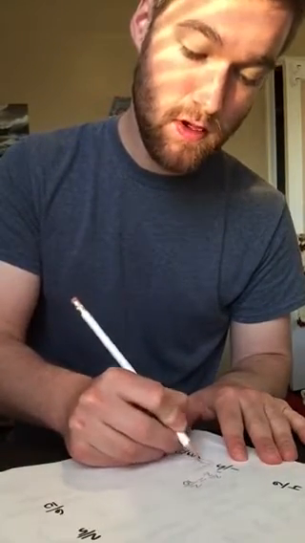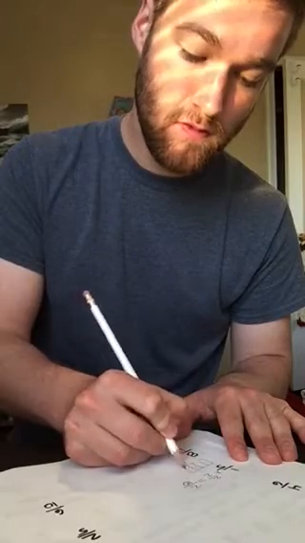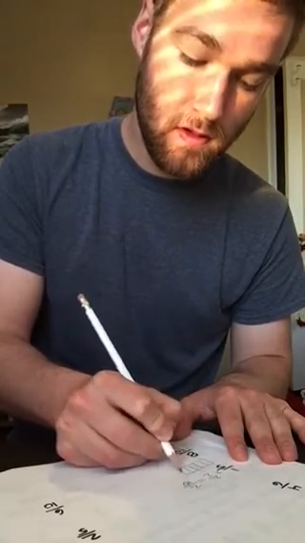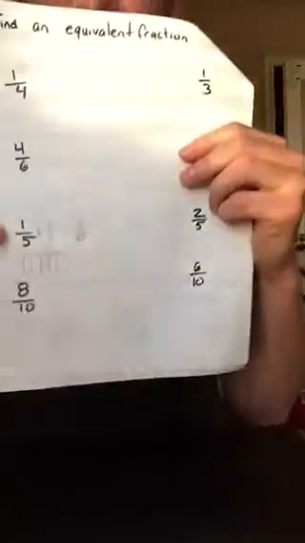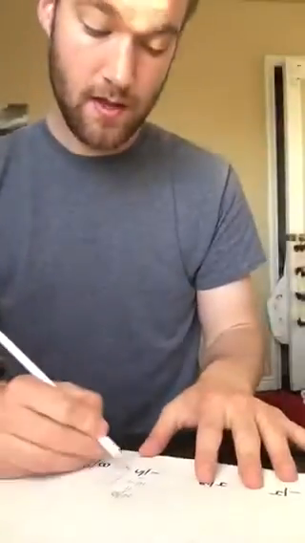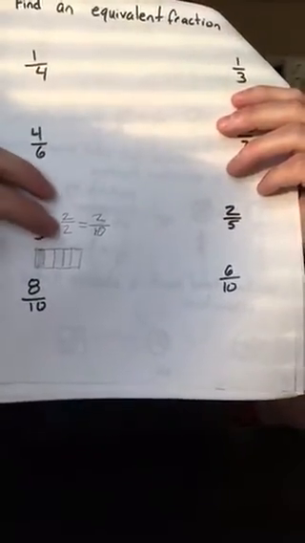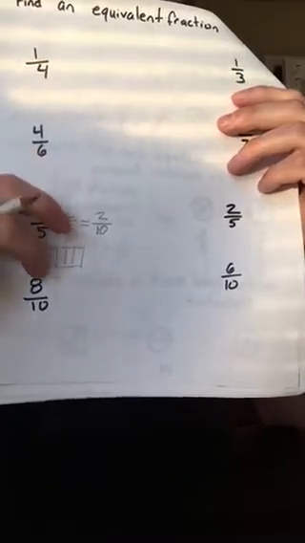Let's draw a picture to see if that works. We got 1, 2, 3, 4, 5. So I've got my box cut into 5 pieces. I'm going to shade one of them in. And then, if I'm multiplying by 2, that means I'm cutting each little section in half. Right? When there were 5, now there should be 10. So I'm going to cut each one in half.